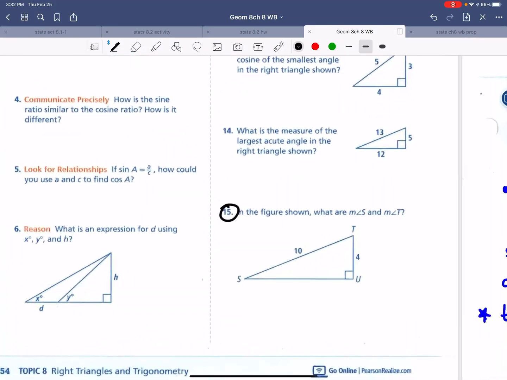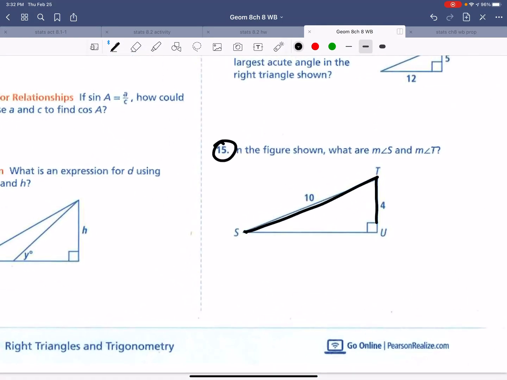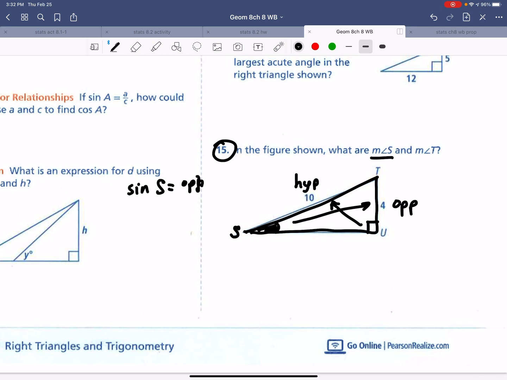Now let's take a look at number 15. What do they give us? We have a right triangle, and they'd like angle S. So let's go ahead and make that our reference angle. And I think hopefully your brain's thinking, let's pick sine. So sine of angle S is opposite over hypotenuse. So sine of S would be 4 over 10. So scooting this over, we got to scoot that over, 4 over 10, because we need to do the inverse sine of both sides.